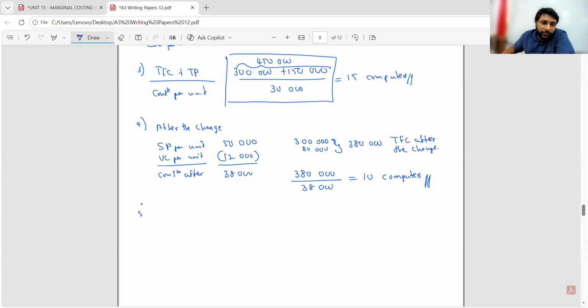Fifth one. After the change. Selling price per unit 50,000. Variable cost per unit? 12,000 plus. You have to say it properly. 12,000 plus.